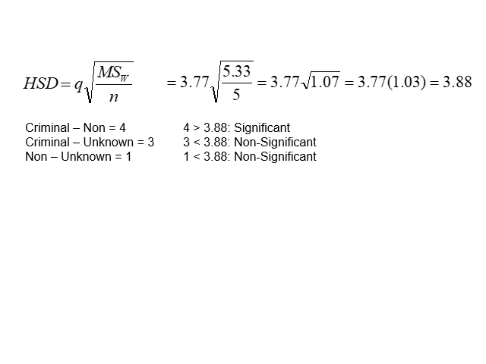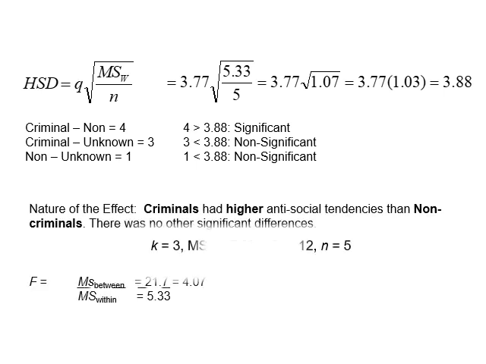So 4 is larger than 3.88. There is a significant difference between criminals and non-criminals. The difference between criminals and unknown is 3. 3 is smaller than 3.88. It's non-significant. And the difference between non-criminal and unknown is a 1, smaller than 3.88, non-significant. So the omnibus F told us that there was a significant difference across our groups, but the post hoc test specifically said the only difference that is significant is the difference between criminals versus non-criminals. So the nature of the effect: criminals had higher antisocial tendencies than non-criminals. There were no other significant differences. Okay.